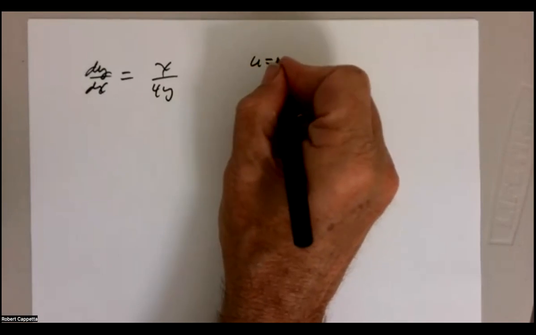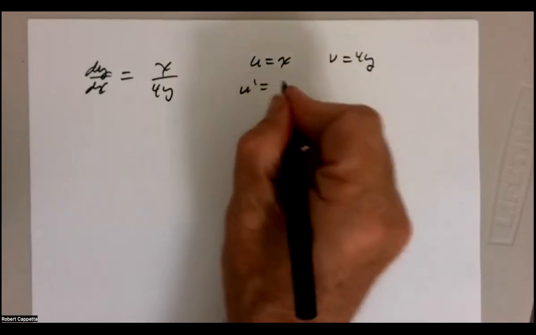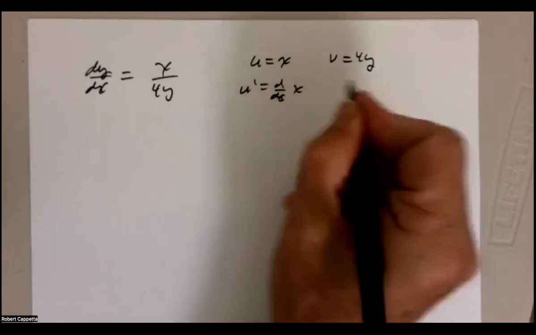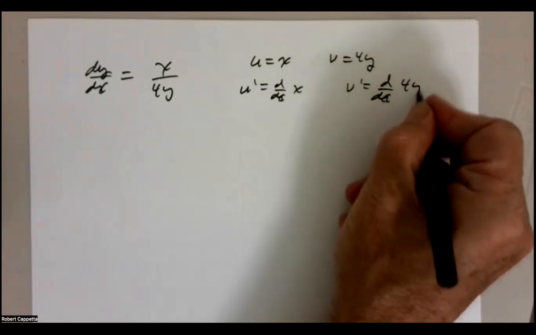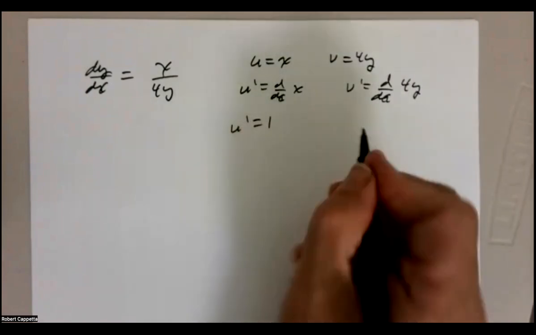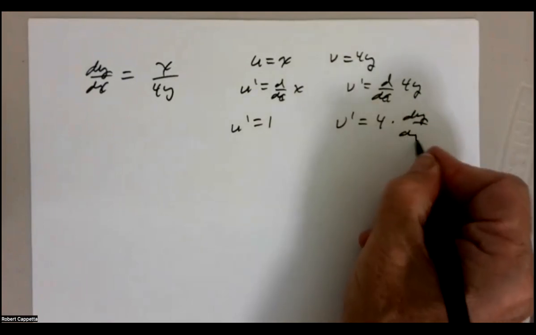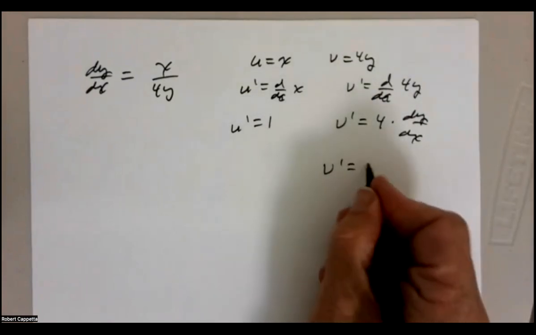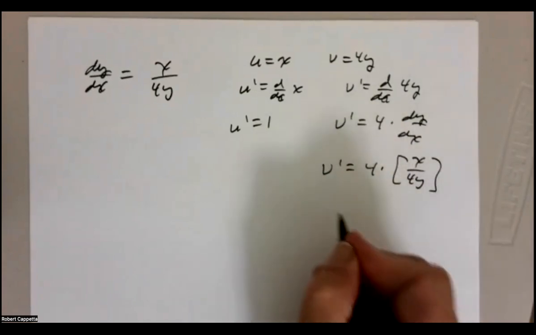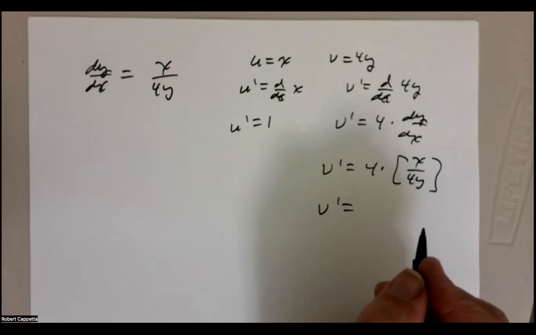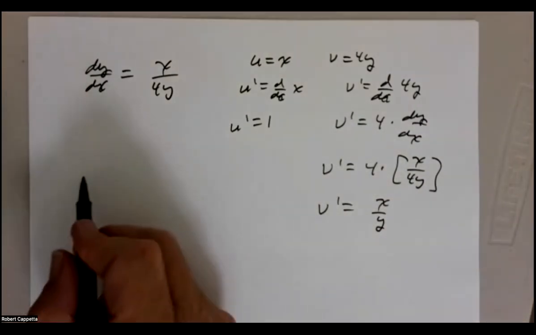So u is x, v is 4y, u prime is the derivative with respect to x of x, v prime is the derivative with respect to x of 4y. So u prime is 1, v prime is 4 times dy/dx, but we know what dy/dx is. v prime is 4 times x over 4y. So v prime, the 4's divide out, is just x over y. Okay.